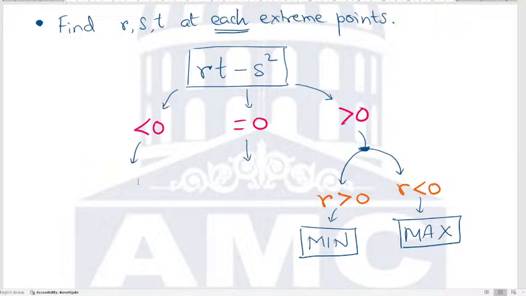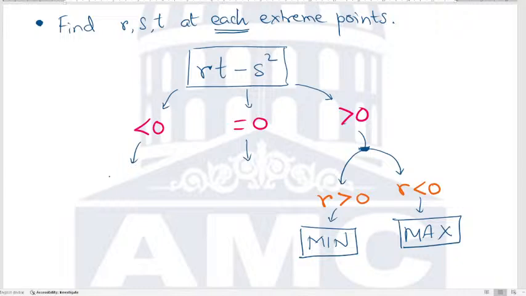Then we will try to find out whether r is greater than 0 or less than 0. If r happens to be less than 0, then the extreme point that we are dealing with is a maximum extreme point. If the r value is greater than 0, mind it that rt minus s square is greater than 0. When these two conditions are satisfied, the given extreme point that we are dealing with is a minimum point. Okay. Now, the other case is when rt minus s square is less than 0.